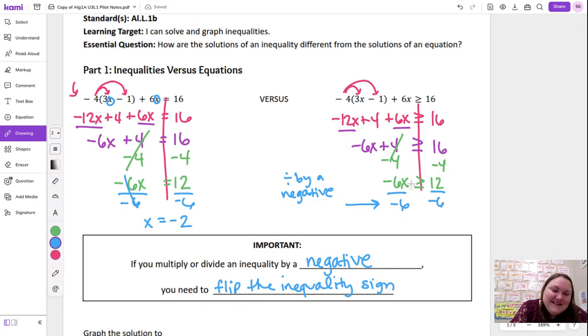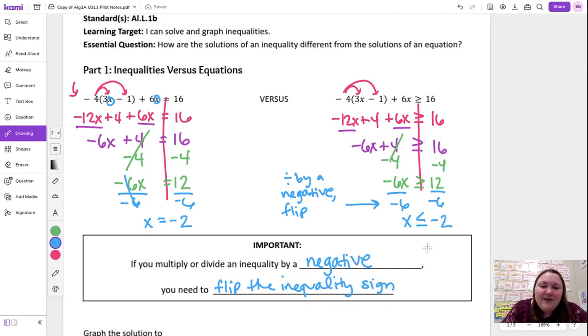So instead of being greater than or equal to, because we are dividing by a negative, we are going to flip and it's going to go the other direction. It's going to be less than or equal to. So my answer here is x is less than or equal to negative 2.